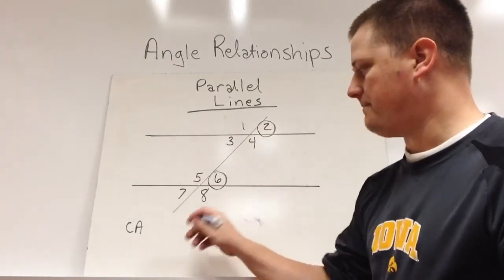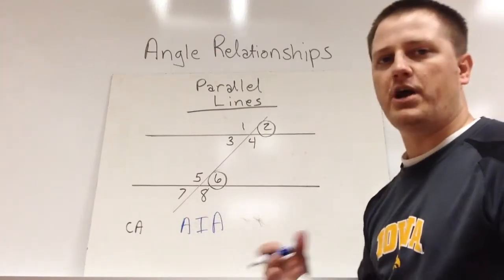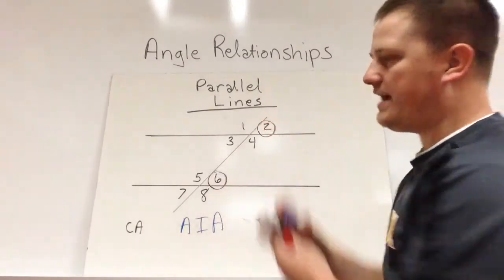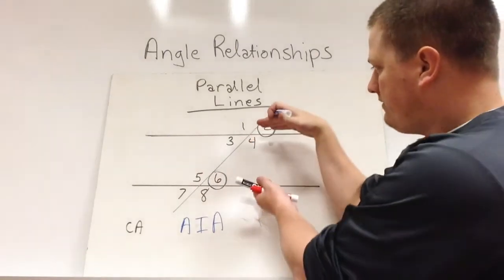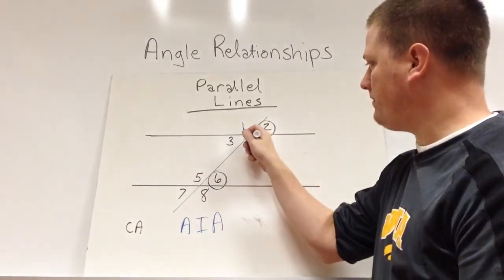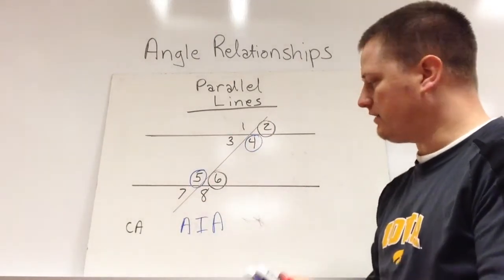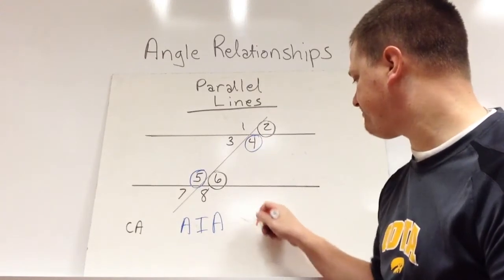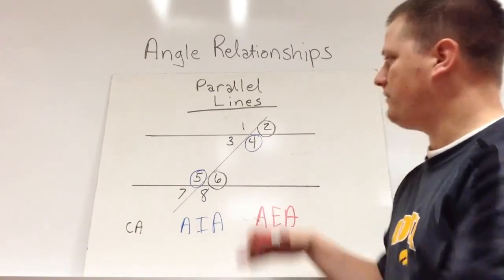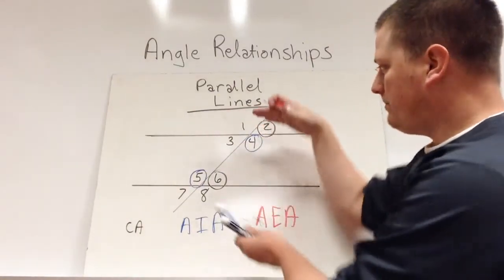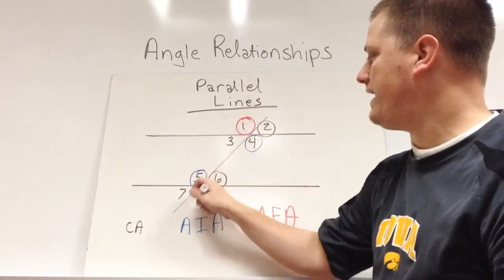The next pattern is alternate interior angles. What we're talking about here is 2 angles on the inside of the parallels but on opposite sides of the transversal. So we're on the inside, interior, and alternate would be 4 and 5 because they're on opposite sides of the transversal. Our last one is called alternate exterior angles, and alternate exterior would mean they're on opposite sides of the transversal, but they're on the exterior of the parallels. So an example of this would be 1 and 8.